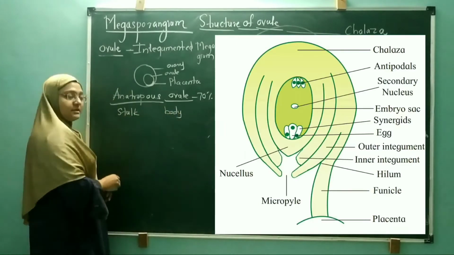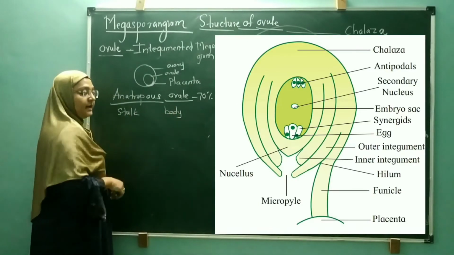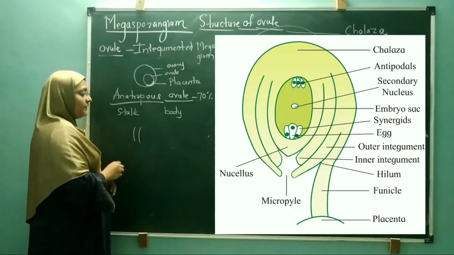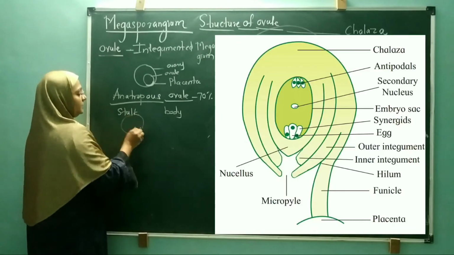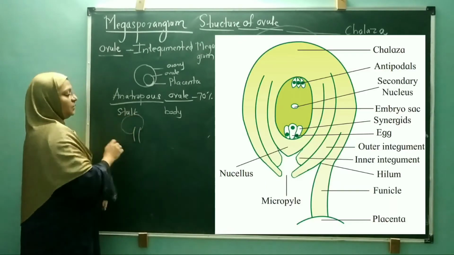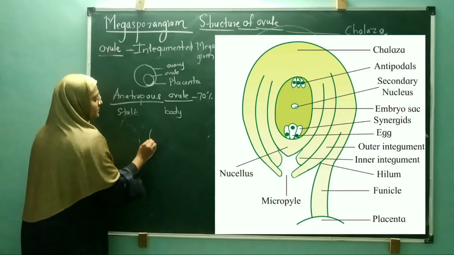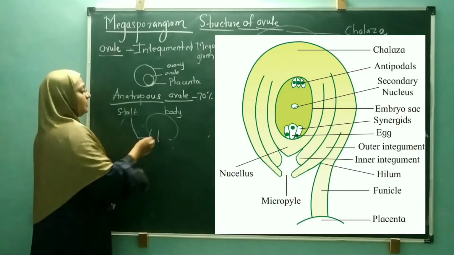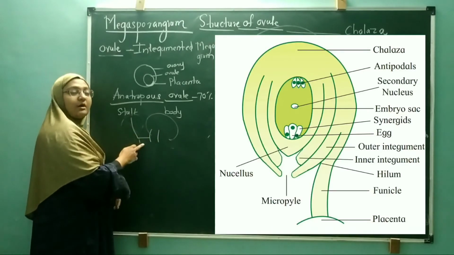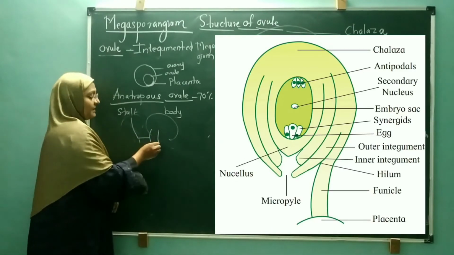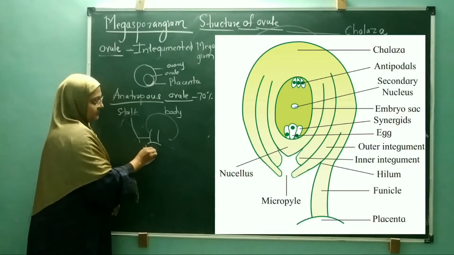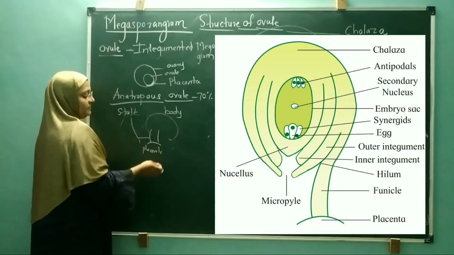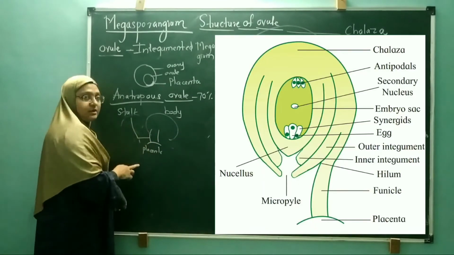The stalk, which we call the funicle, as shown in the diagram, is nothing but a tube-like structure which helps in the attachment of the body of the ovule. So this one is the stalk and this one is the body of the ovule. The body of the ovule is attached to the stalk-like portion, and the stalk is attached to the placenta. So the stalk helps in the attachment of the body and the placenta.